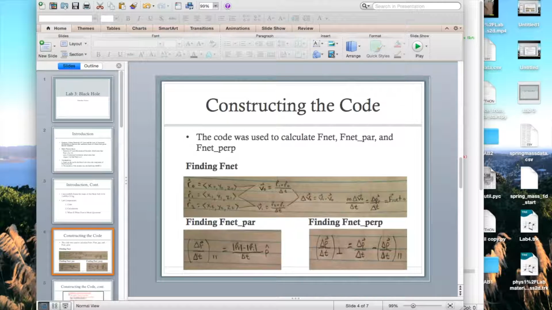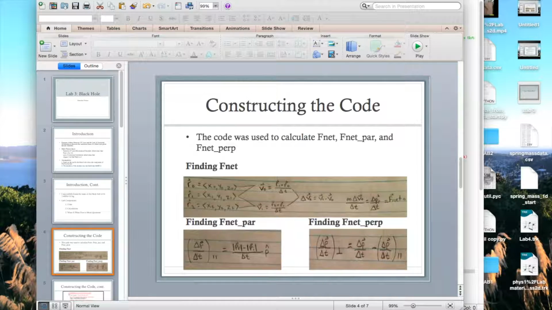I utilized the code to calculate FNet, FNet parallel, and FNet perpendicular. To find FNet, the code first took the motion data and broke down the position vectors, subtracted position vectors from one another to get velocities. These velocities could then be subtracted to get changes in velocities. The change in velocity could be multiplied times mass divided by the change in time to get dp over dt, approximating the net force. This process was repeated for each position value until the very last point.